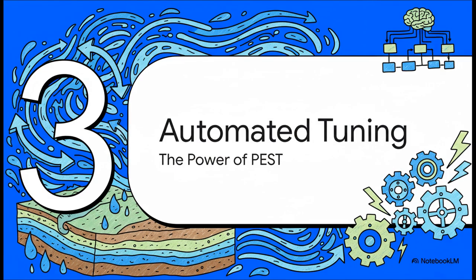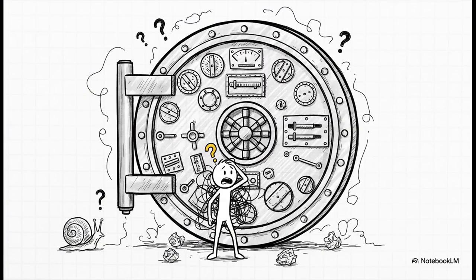Now, manually tweaking and rerunning a model hundreds of times sounds exhausting, doesn't it? Well, it is, which is exactly why we now use some pretty powerful software to automate the whole tuning process. I mean, think about it. With all these different parameters to adjust, finding the perfect fit by hand would be incredibly slow and difficult. It's just not practical. There has to be a better way.